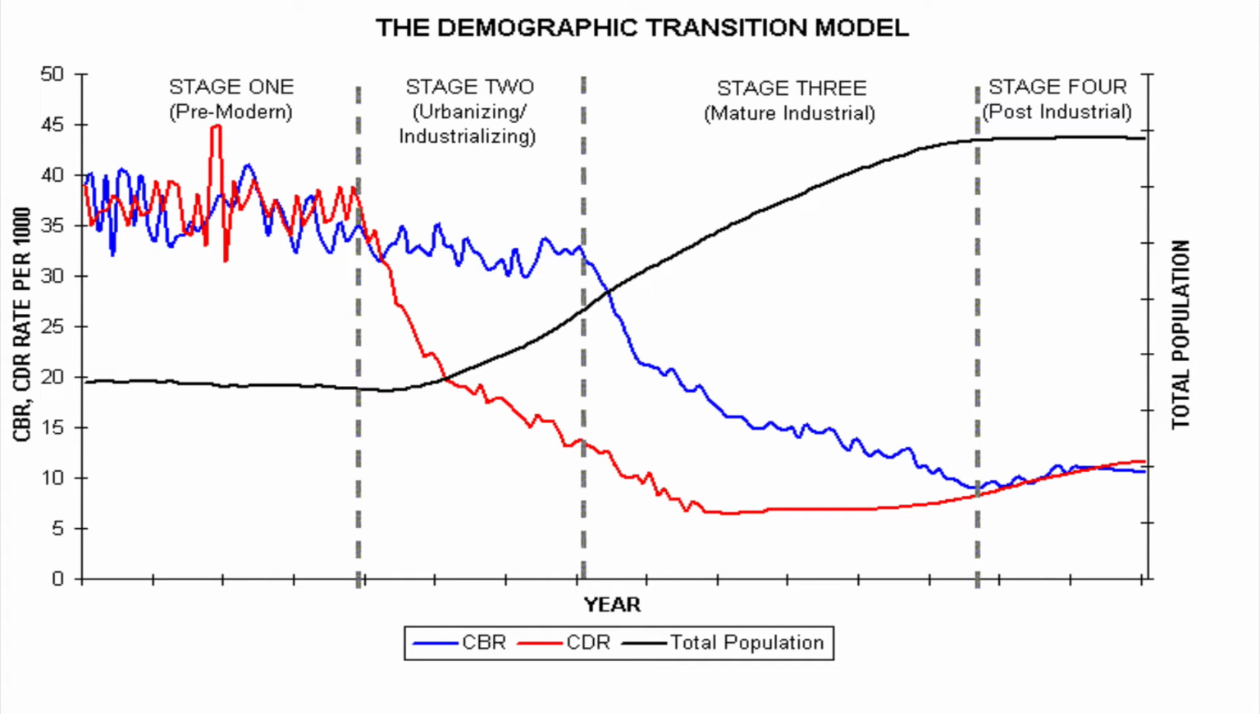Alright, let's take a look at a graph representing the different stages of the demographic transition model. As you can see at the bottom, the blue curve will represent the crude birth rate, and the red curve will represent the crude death rate, whereas the black curve will represent the total population of some region, say, a country.